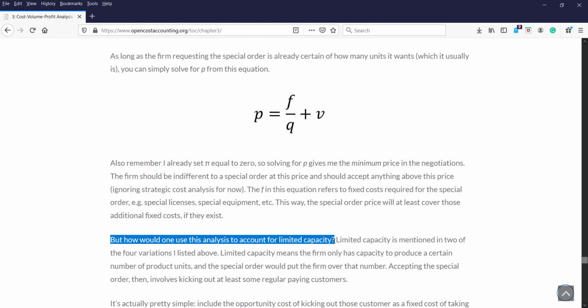What if they're asking for 200 units? What it means is that in order to cover the 200 units that they want, we have to kick out effectively 100 units worth of customers taking the regular cost. So we have to factor that in as a fixed cost of taking the special order. If we take the special order, we have to lose the contribution margin of those 100 people we have to kick out, if you will, 100 units worth of people.